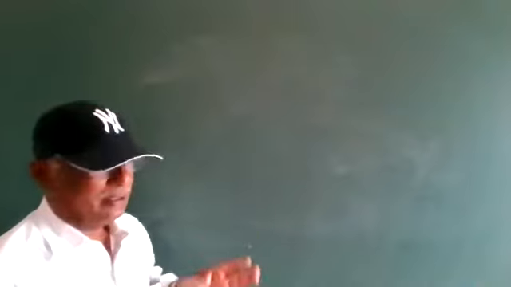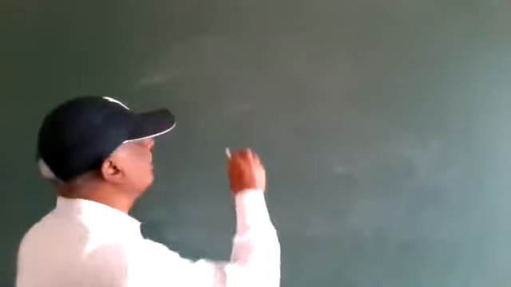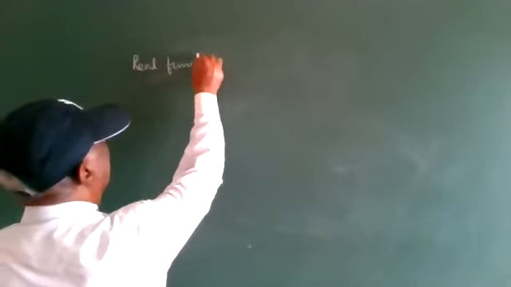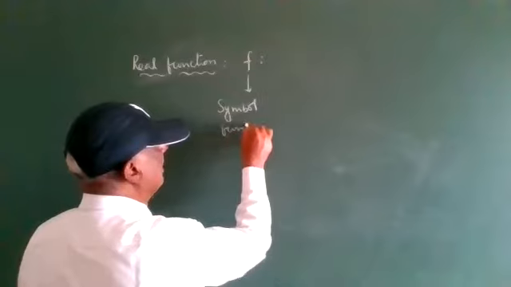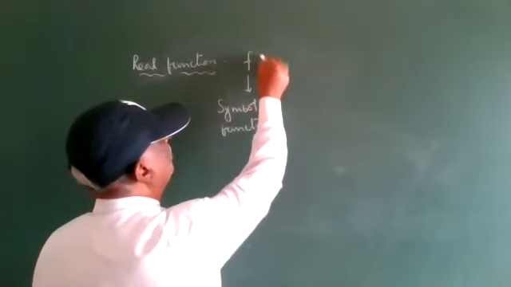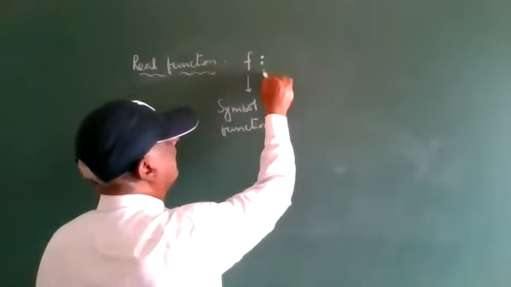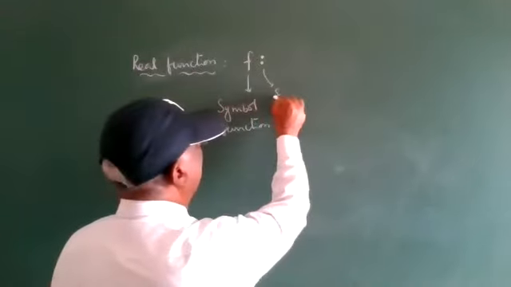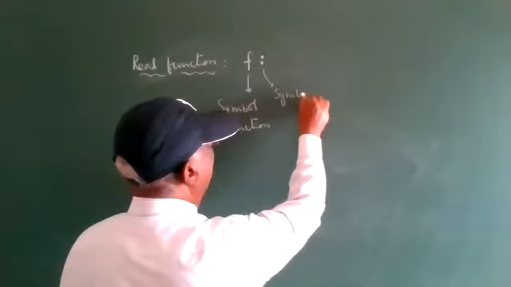Right. Everyone observe. Now real functions. This is the starting point in the recording video. For real functions, the symbol of a function is f. F is the symbol of a function, and two dots, the arrow, is the symbol of mapping or function.